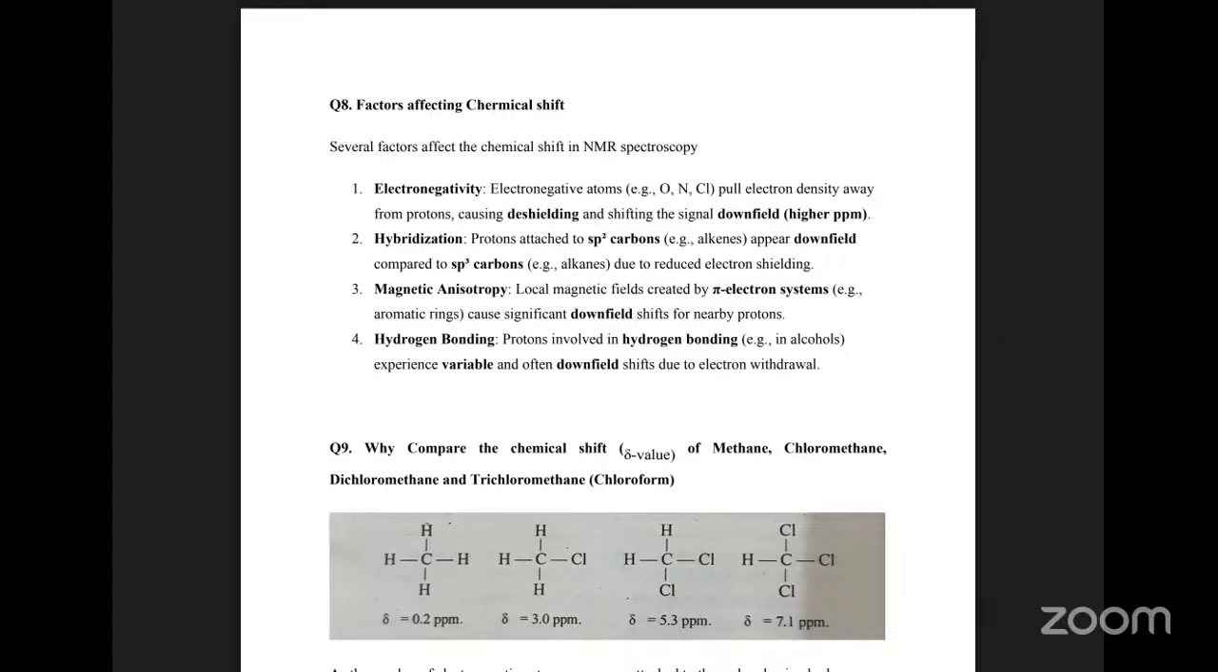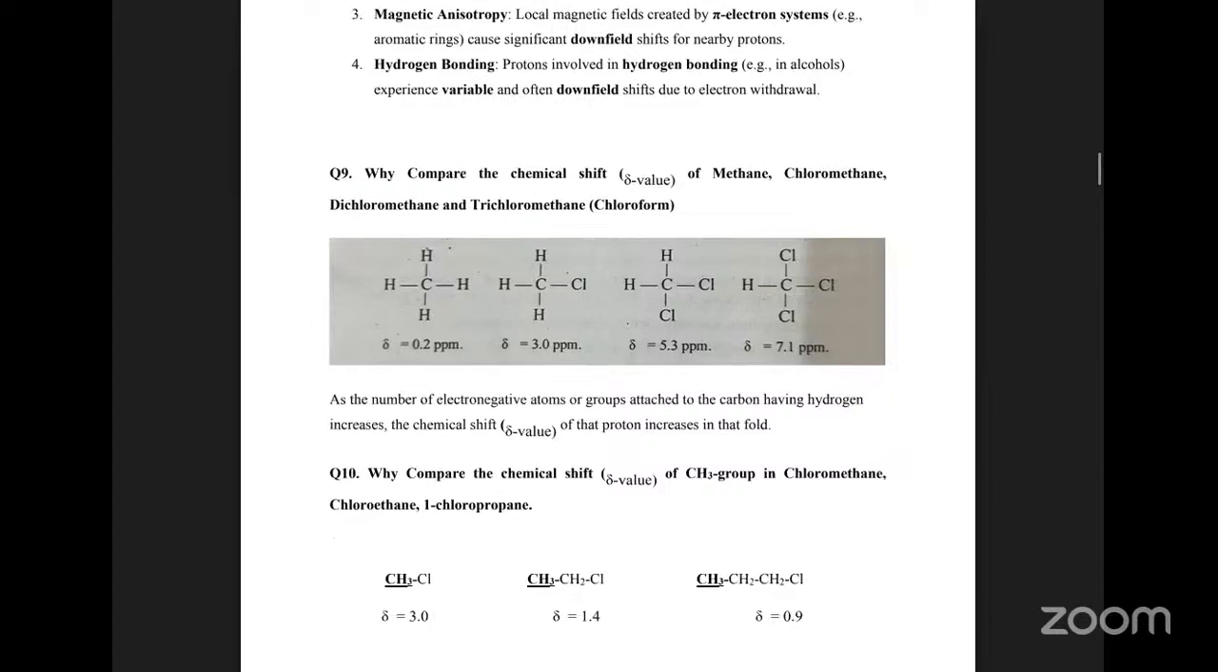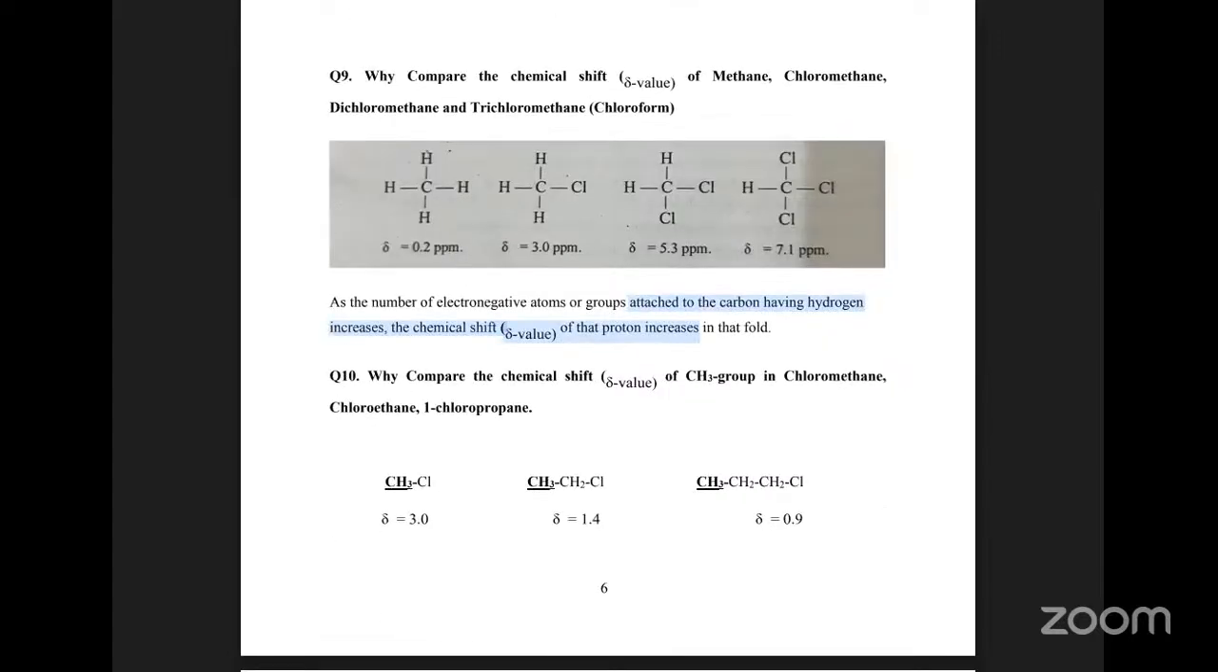Now let's see the questions related to that. Suppose we have this system where the question is like this: compare the chemical shift values of methane, then chloromethane, dichloromethane, trichloromethane, that is chloroform. Now look at here. In the case of this, the del value is 0.2, because it is CH4. There is no effective group attached to the carbon.